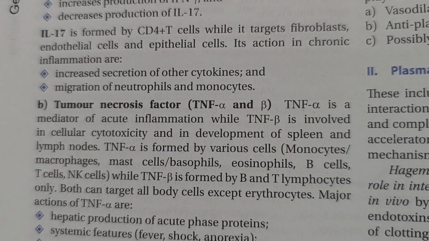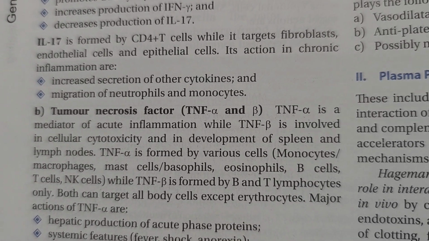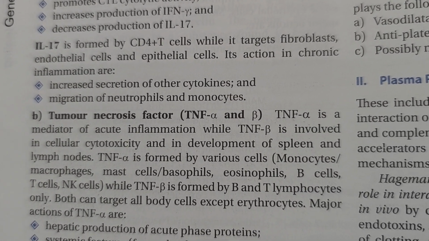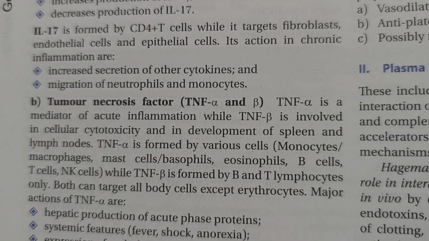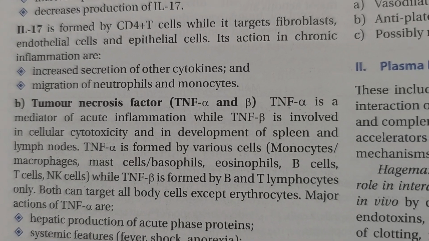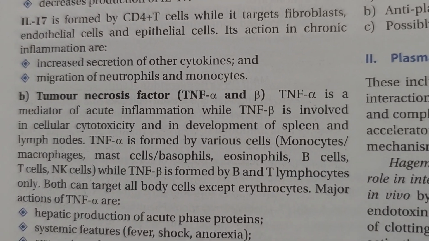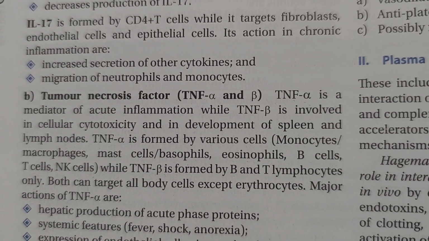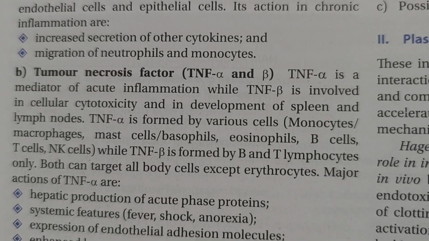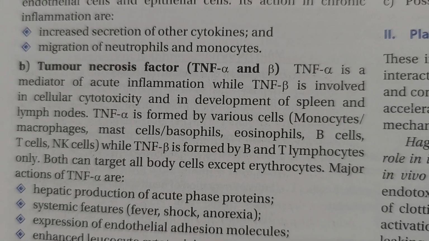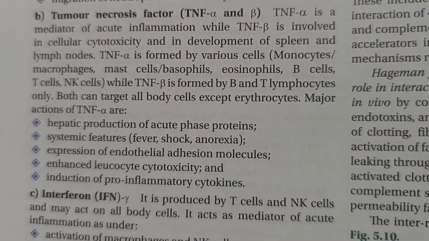Interleukin 17 is formed by CD4 T cells, while it targets fibroblasts, endothelial cells and epithelial cells. Its actions in chronic inflammation are increased secretion of other cytokines, and margination of neutrophils and monocytes.